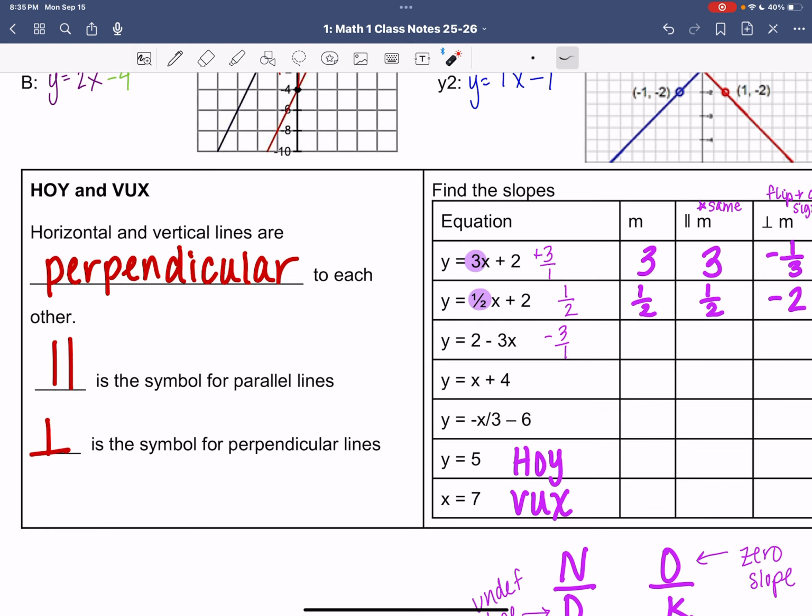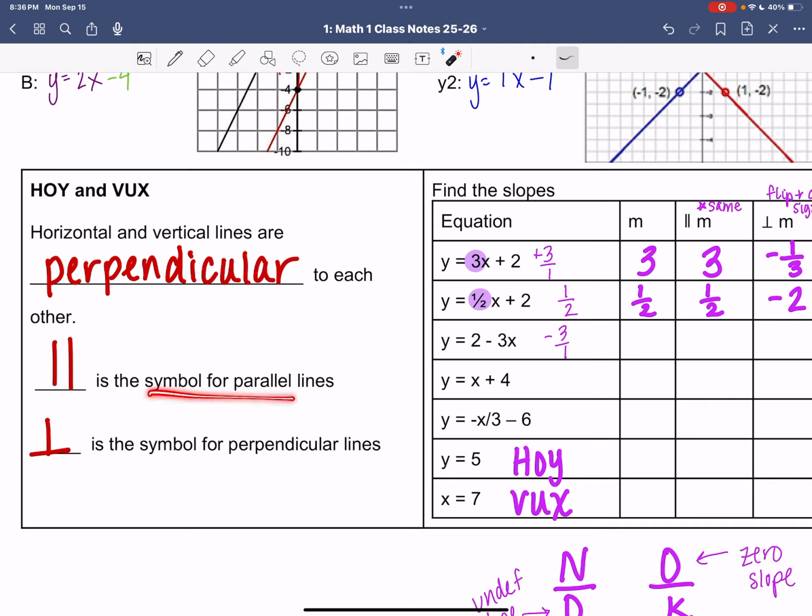All right, so you can actually use this for horizontal and vertical lines. They are perpendicular to each other. So, because one goes this way, the other goes that way. So horizontal and vertical, they're perpendicular.